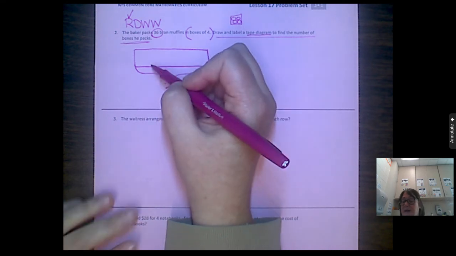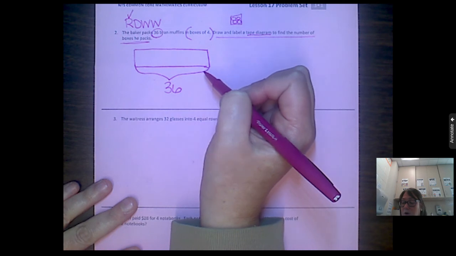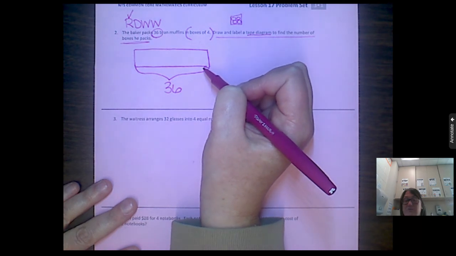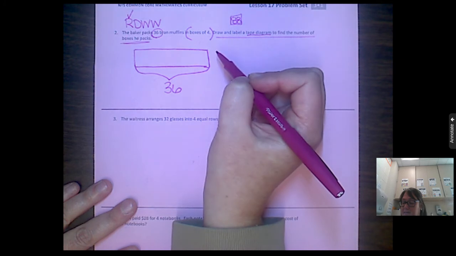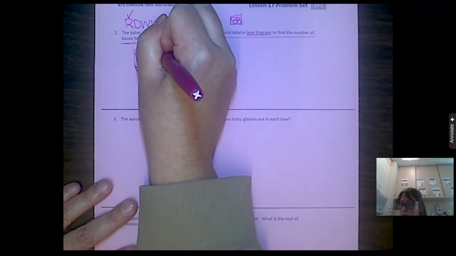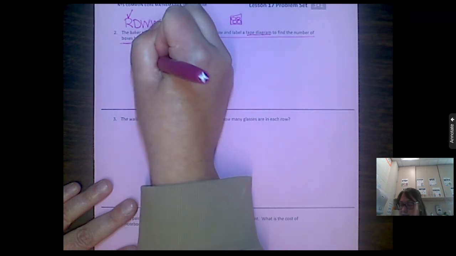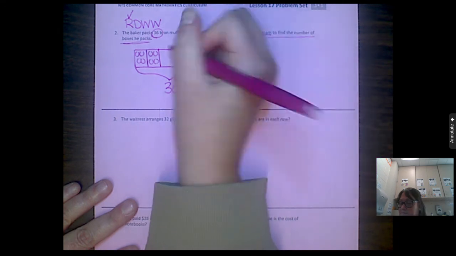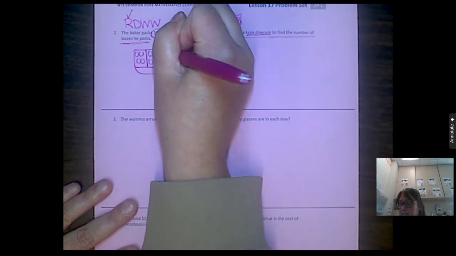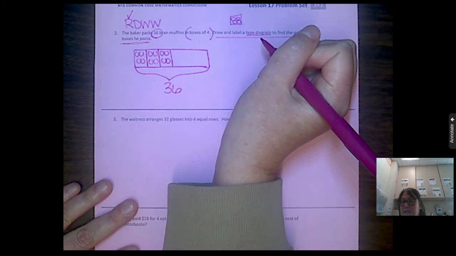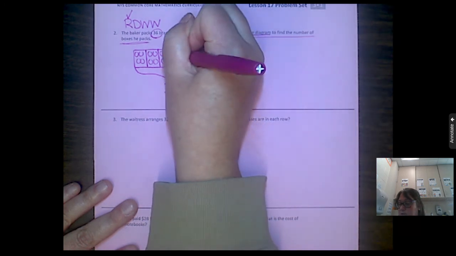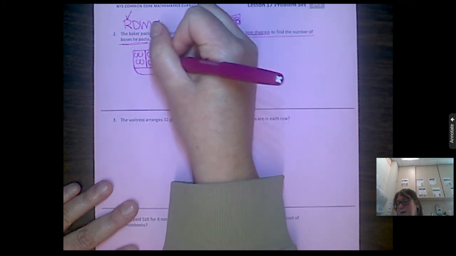So that tells me I'm going to make groups of 4 until I get to 36 because we're trying to find out how many boxes he packs. So if there's one box with 1, 2, 3, 4. Okay, I'm going to go again, right? So 4, 5, 6, 7, 8. Can I go again? 9, 10, 11, 12. Can I go again? Yes. 13, 14, 15, 16. I'm going to make another one. So I'm at 16. So 4, 8, 12, 16.